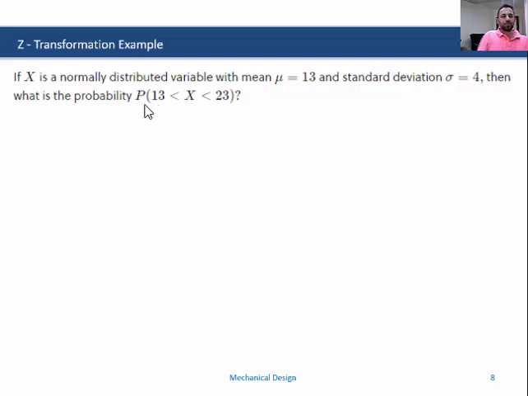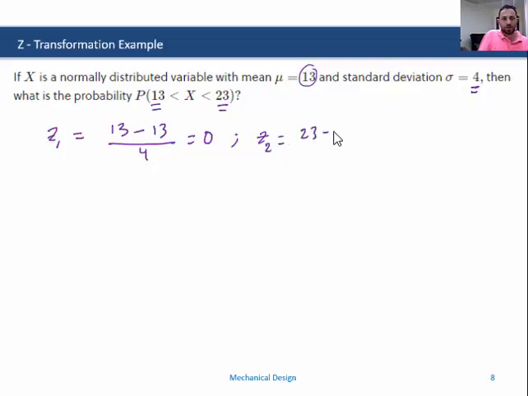Another example. We are asked to find the probability of x between 13 and 23. So the first step, we normalize each of those values to use the table. So z1 is equal to 13 minus the mean over the standard deviation, which is 4. This is 0. And z of 23, the second one, 23 minus 13 over 4, is 2.5.